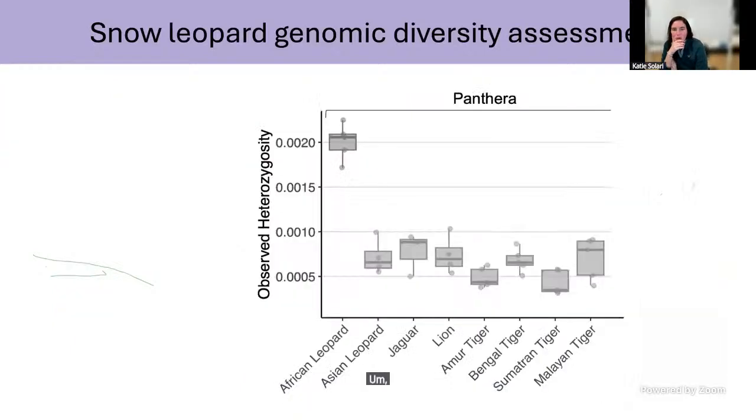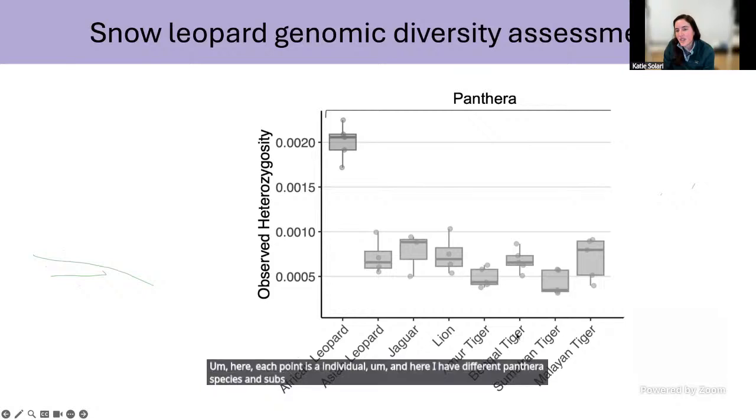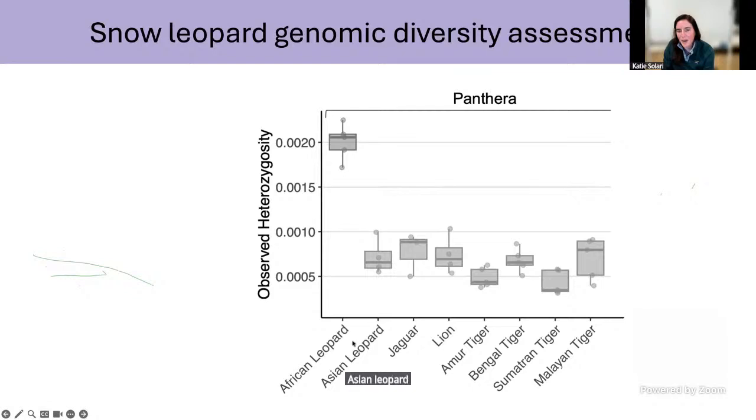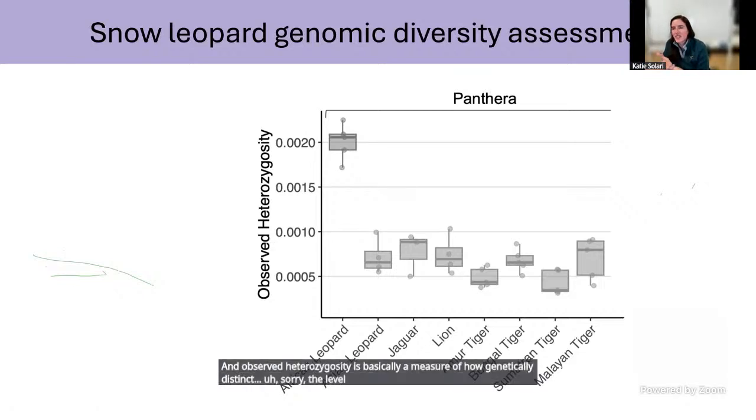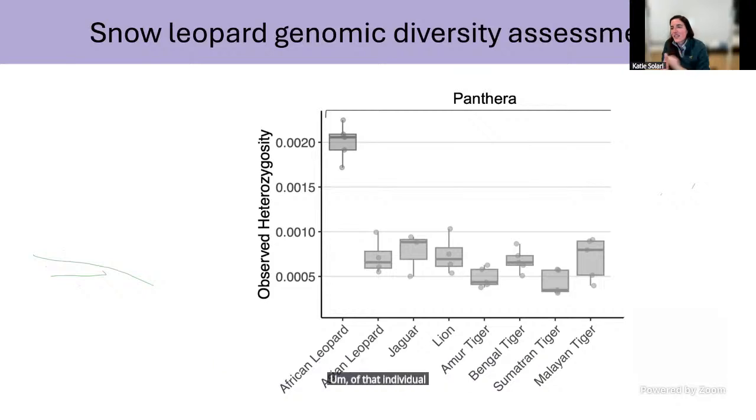Perhaps our most interesting finding from this data set was when we looked at the observed heterozygosity. Here, each point is an individual, and here I have different Panthera species and subspecies. These are different tiger subspecies, lion, jaguar, Asian leopard, and African leopard. Observed heterozygosity is basically a measure of the level of genetic diversity of that individual, so the number of sites across the genome where it's variable.